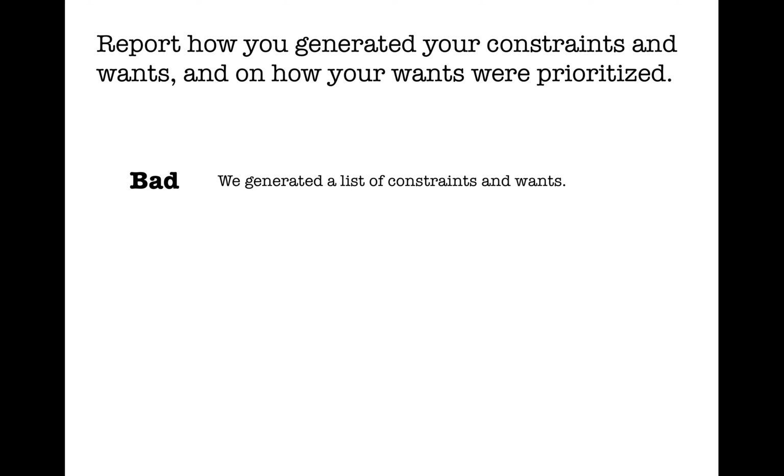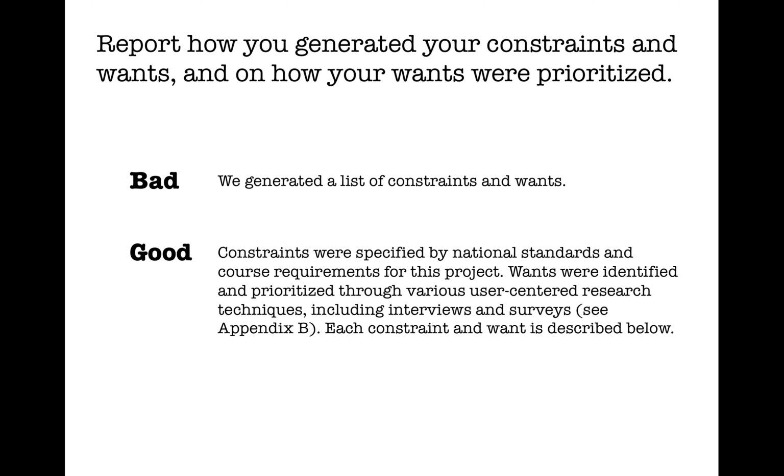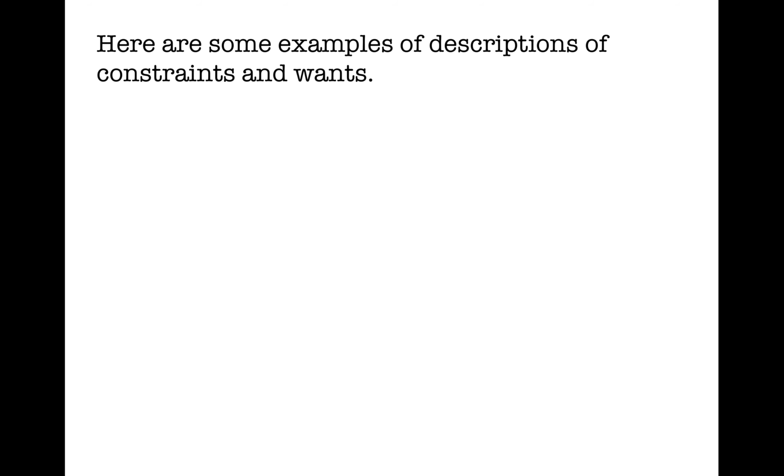And when you document it, it's really obvious when you've done something like that, right? So a bad example: we generated a list of constraints and wants. A better example: constraints were specified by national standards and course requirements. Wants were identified and prioritized through various user-centered research techniques, including interviews and surveys, okay? So going back to your HDFS consultant saying, hey, does this look like a reasonable order of wants, is something you want to practice doing. Okay, so enough on that.